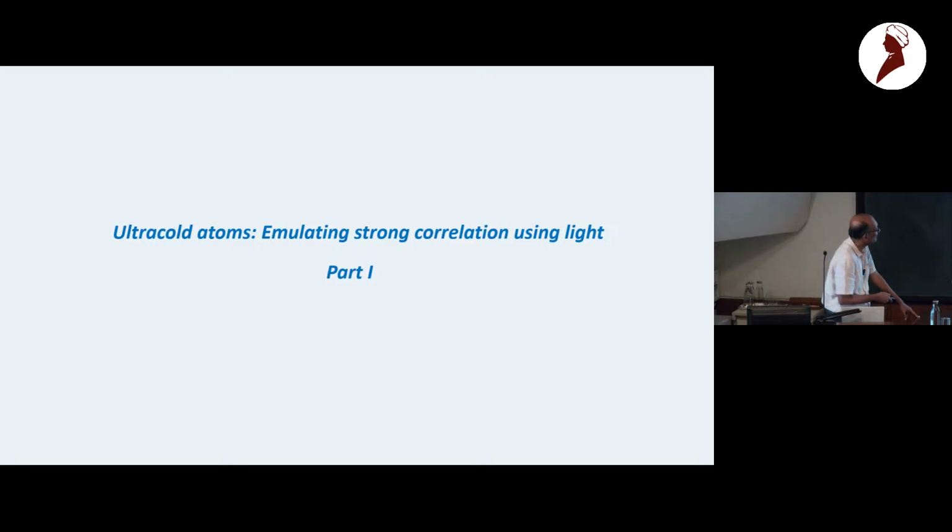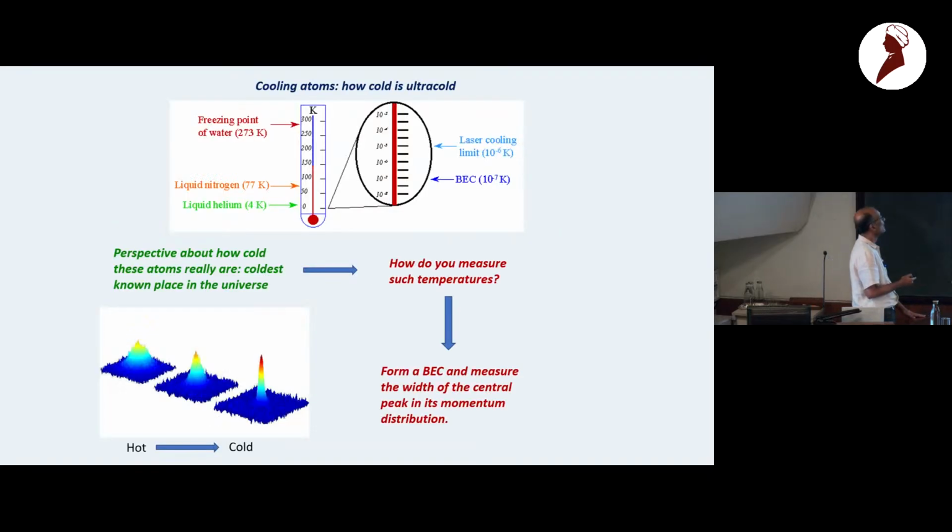Okay, so let me start with this part 1. This whole thing started with cooling atoms, and of course we have our own perspective about how cold things are. So in Calcutta, if the temperature goes to something like 15 degrees or below, people take out their monkey caps and stuff like that. Now, that's a human perception of cold. And you of course know that the freezing point of water is 273 Kelvin or 0 degree centigrade, and that's where things start feeling really cold at a human scale.